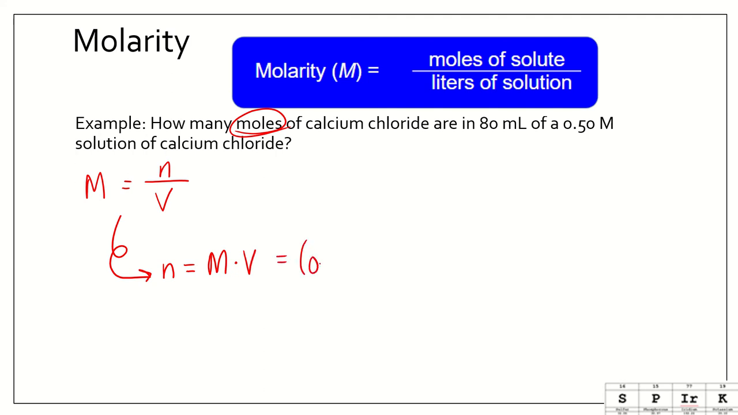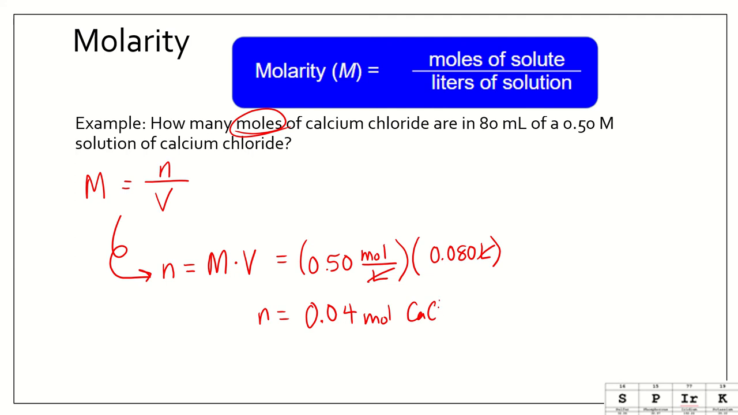The molarity is 0.50 molar, or just to show you, I'm going to write it out as moles over liter, times, and I'm going to convert this to liters. Then we see that liter on the top cancels with liter on the bottom. We're left with a unit of mole. 0.5 times 0.08 gives me an answer of 0.04 mole calcium chloride.